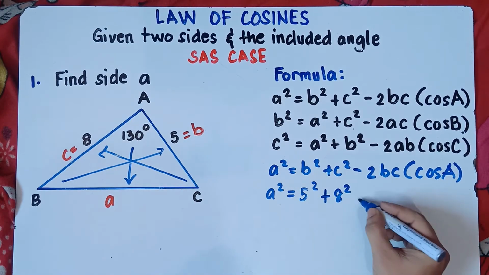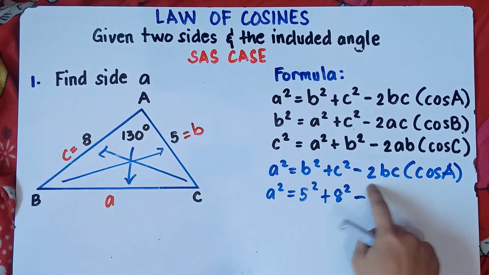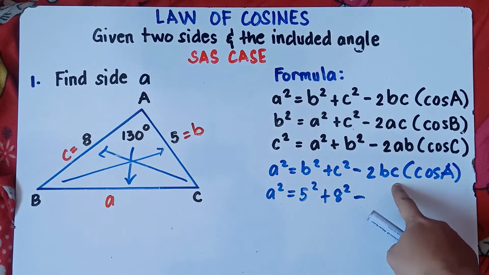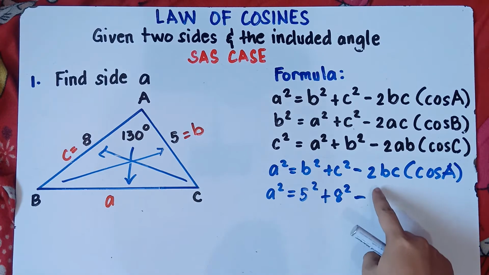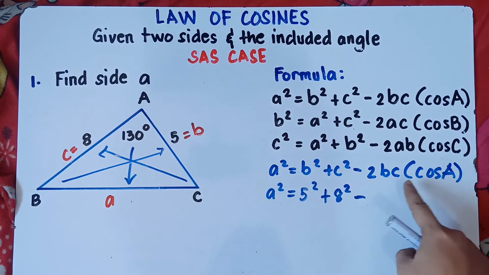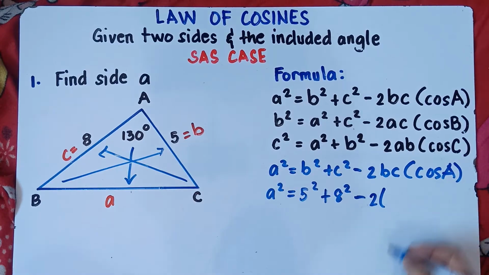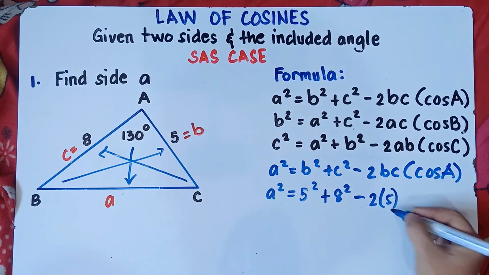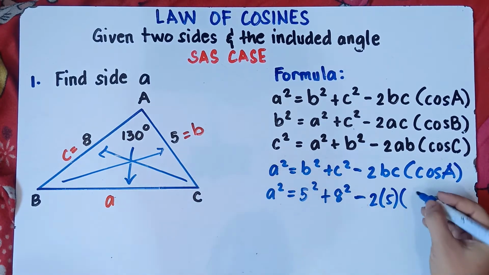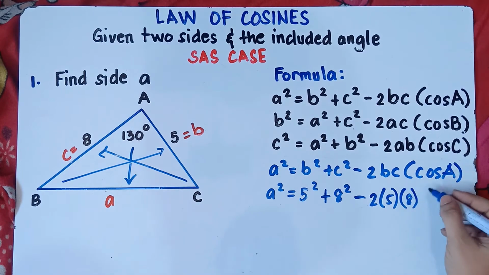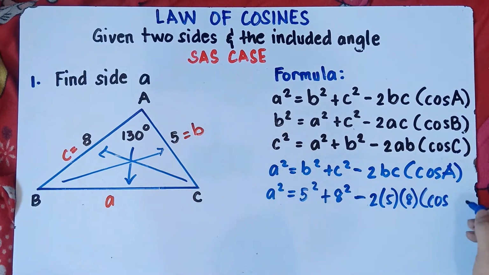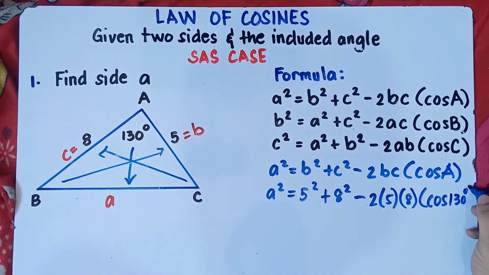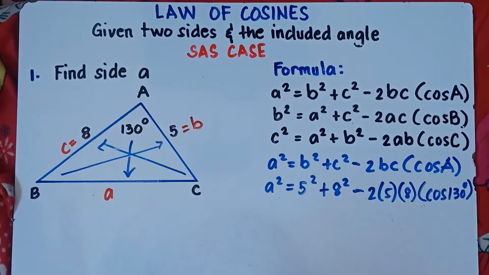Then squared. Minus, once again, if you have variables close to each other, it means multiplication. So that would be 2 times B times C. So 2 times, our B is 5, times 5, and our C is 8, so times 8. Then open parenthesis, cosine, our angle A. Once again, capital letter means angle. Our angle A is 130 degrees. Close parenthesis. Then you simplify.